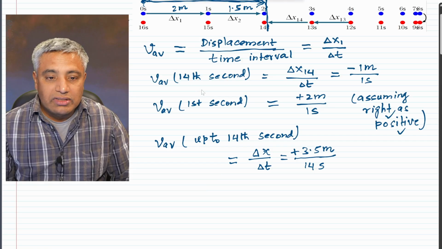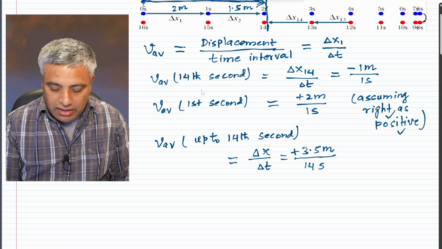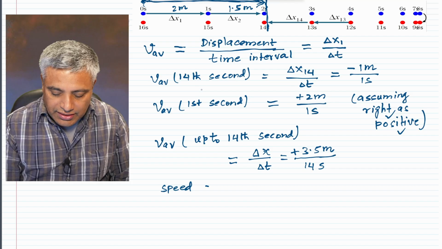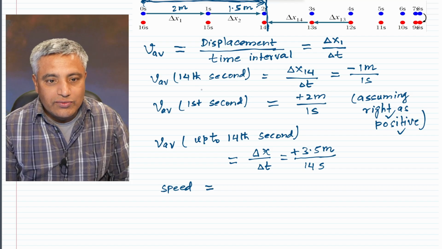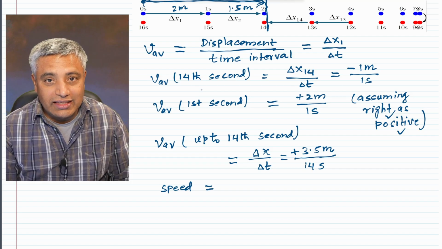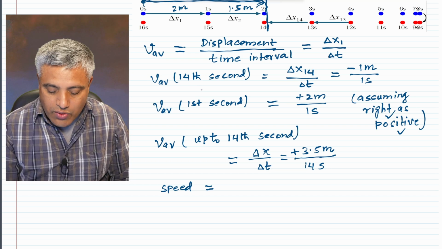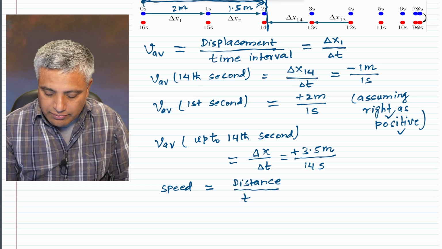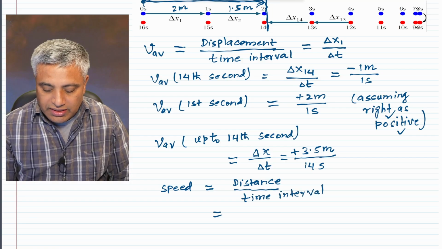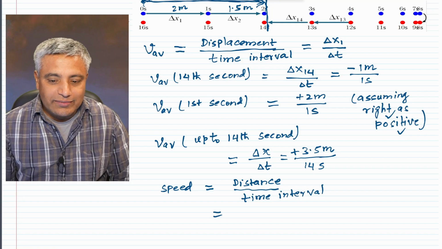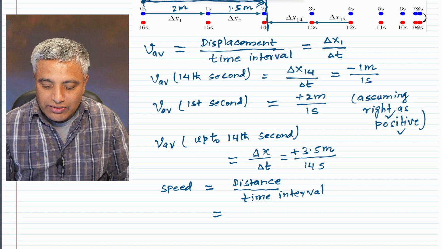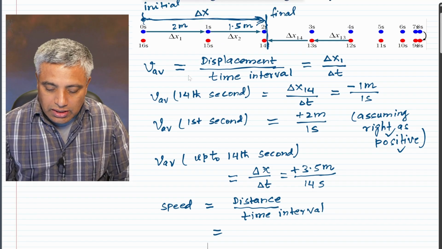Let's talk about speed. The speed is like a velocity, but in this case, we're not dividing displacement by time interval. Rather, we are dividing distance by time interval. What's the difference between distance and displacement? Distance is path length. So we need to count the whole length.